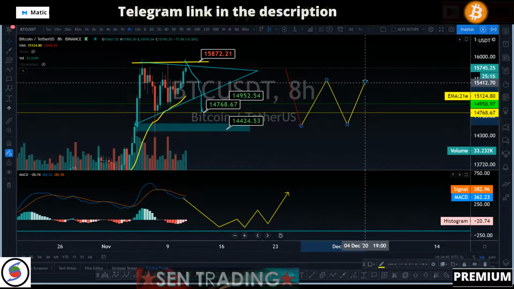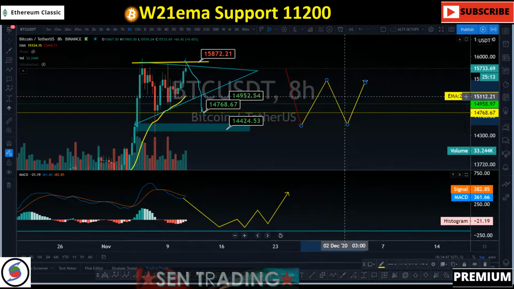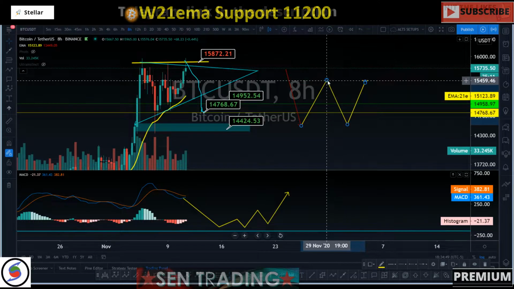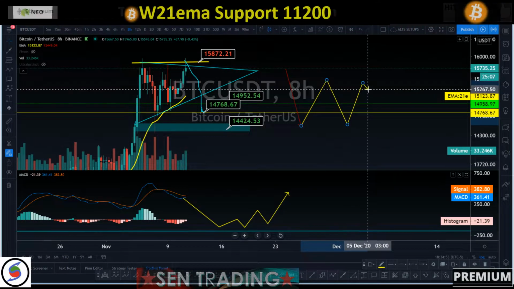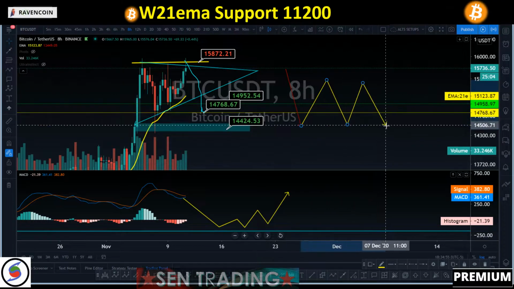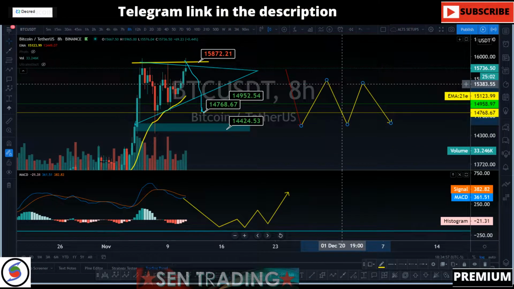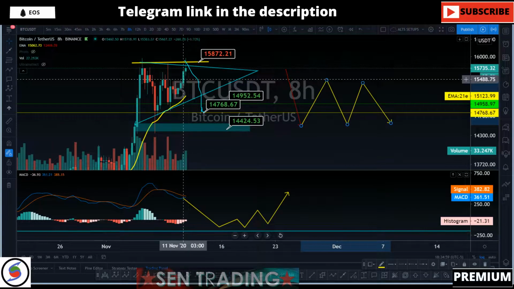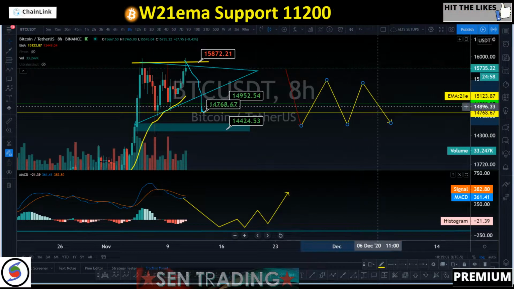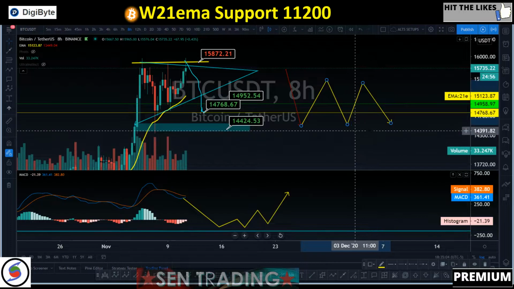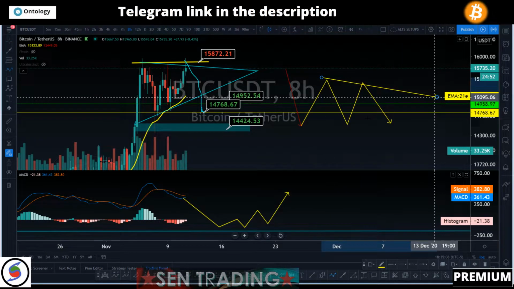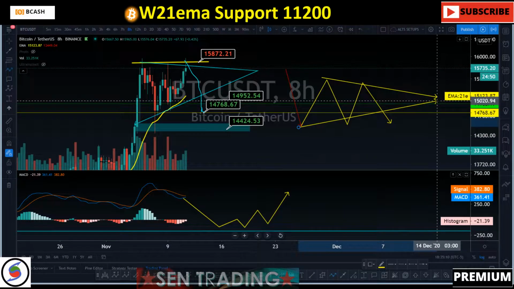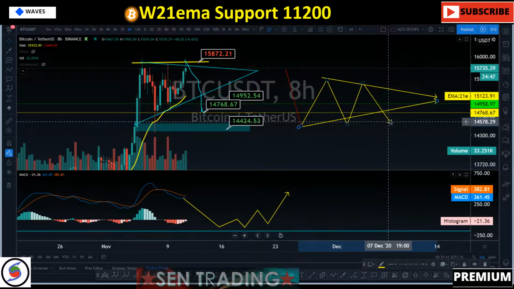What's the difference between a flat and a triangle? A flat correction is basically a double top, double bottom, and a triangular formation is going to be a double bottom, triple bottom, and a double top, stuff like that, right? So that's what we're getting right now. We almost got a triple top, but we're looking for a triple bottom right there to create the triangular formation from BTC. That's what we're expecting from BTC right now.